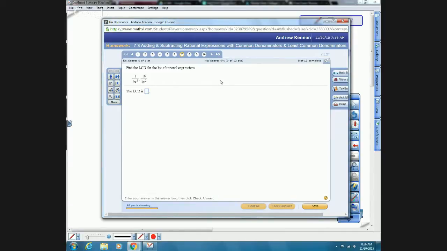9, right? 3 and 9 would be 9. And then you take the biggest exponent. So 9x to the 5th. Let's do this one. 16.